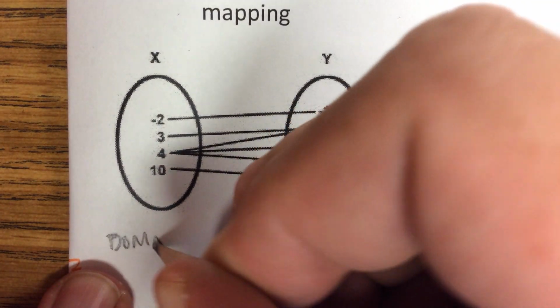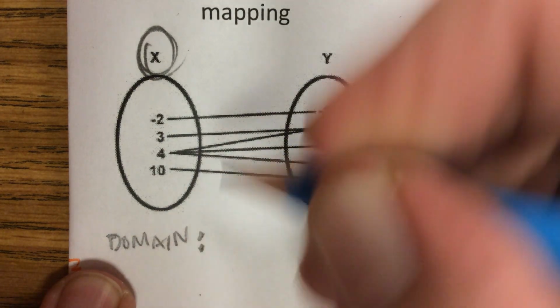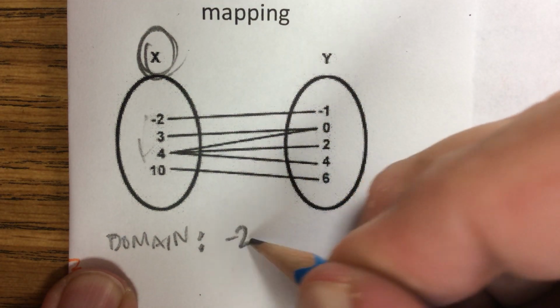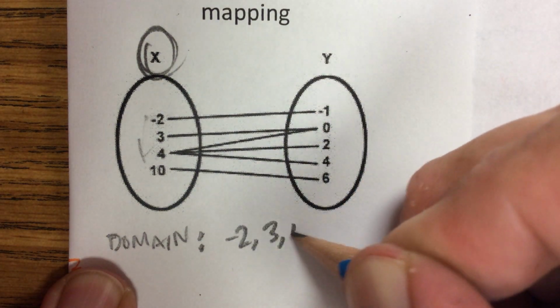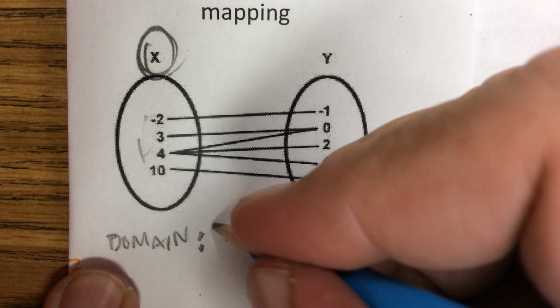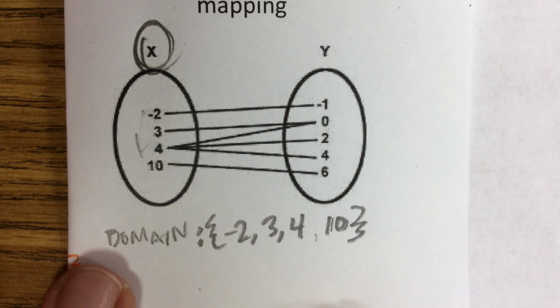So the domain, which is the x, is going to be these numbers right here, and we're just going to copy them the way they're written because they're already in numerical order for us. -2, +3, +4, +10. And then put the little brackets on it, and we've answered that.